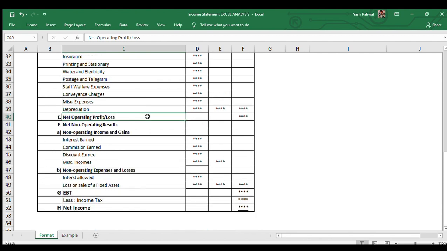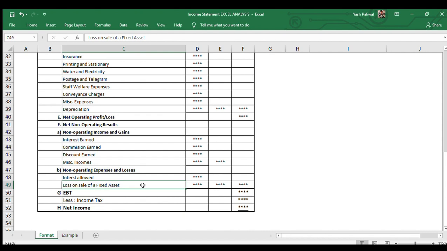Now subtract operating expenses from gross profit and it will give you net profit or loss of the business from the operating activity. Now in business, there are some non-operating activities. These are the activities which are not related with core operations of business. Let's move ahead to calculate the net non-operating result. First calculate non-operating income and gains such as interest earned, commission earned, discount earned and miscellaneous incomes. Then calculate all non-operating expenses and losses such as interest paid, loss on sale of fixed asset and so on.